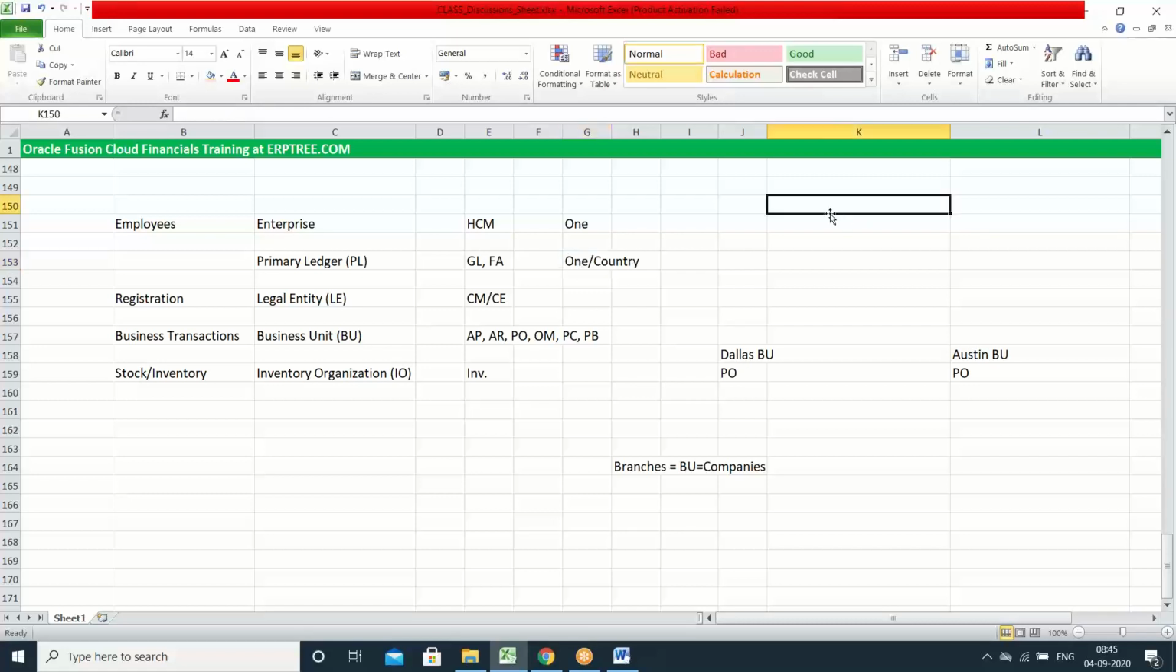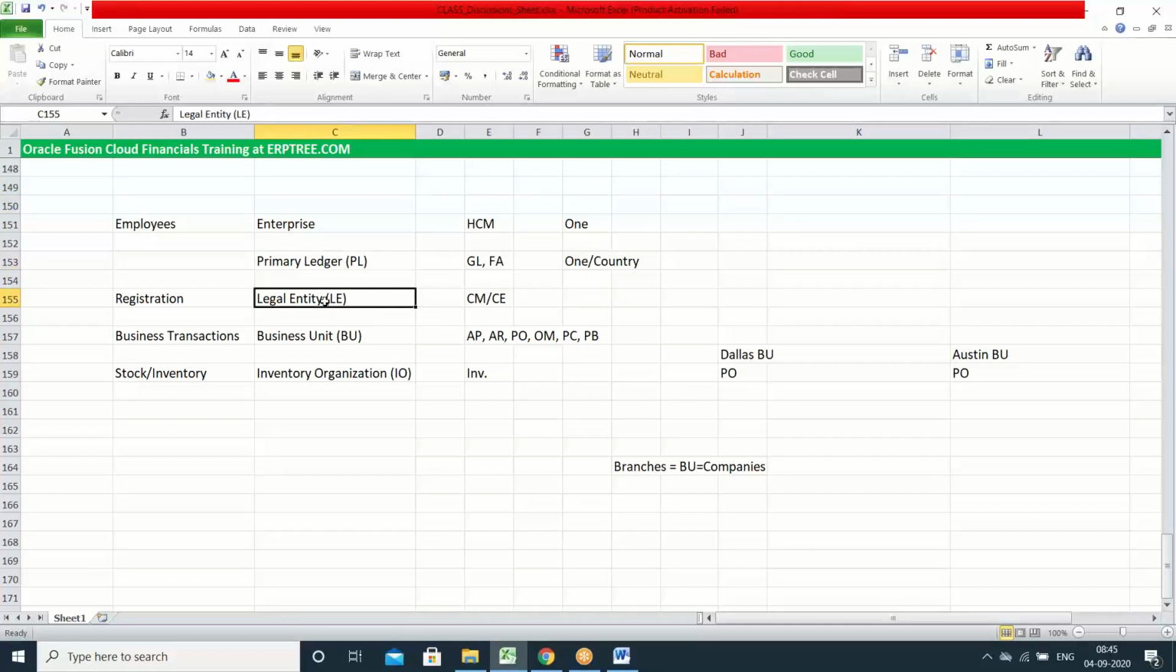Okay. In one country, if the client is doing 2 different businesses, or 10 different businesses also, one primary ledger is enough. If they want to maintain a separate primary ledger business wise, yes, they can do it, but in reality it is not required. So for one country, one primary ledger is enough.